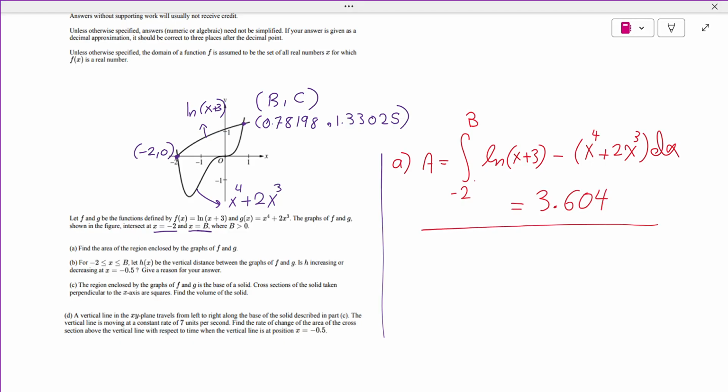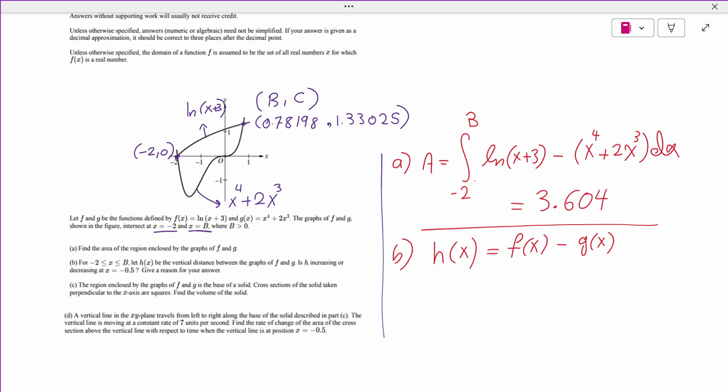Now part B says, for x goes from -2 to b, let h of x be the vertical distance between the graphs of f and g. So h of x is the vertical distance between f of x and g of x, minus g of x, right?